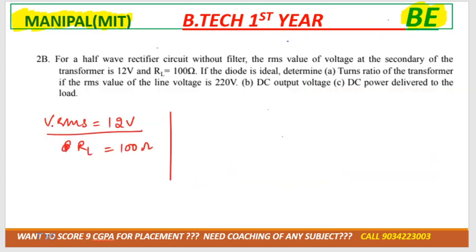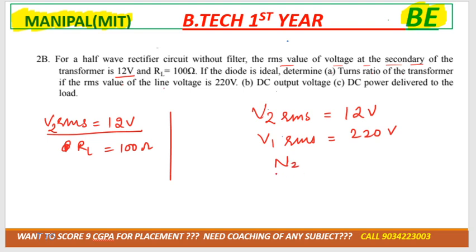They have given V2 RMS is 12 volt. The RMS value of the voltage at the secondary transformer. Secondary है तो 2 और RMS तो रहेगा ही, right? और if the diodes are ideal, turn ratio of the transformer हमें निकालना है. और V1 RMS कितनी है? 220 volt. तो तुम्हें फॉर्मूला पता ही है, N2 by N1 is equal to V2 by V1, right? तो यहाँ से टर्न रेशियो आ जाएगी.